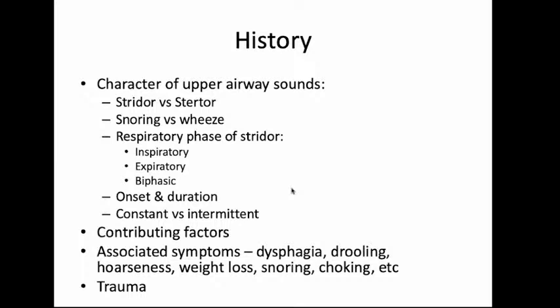If there is hoarseness, you know that the vocal cords must be involved, because vocal cords are the ones that produce voice. If there's weight loss, you are thinking, is it a malignancy? When it is snoring, you know that it's maybe the level of the nose or the pharynx. If they are choking as well, you are looking at something just near the larynx. And then you also ask about trauma or any other relevant history.